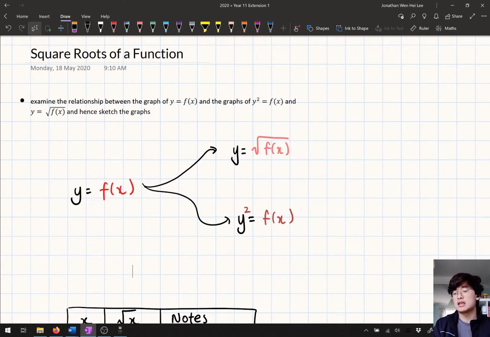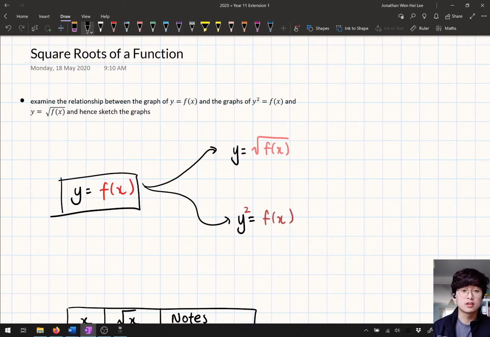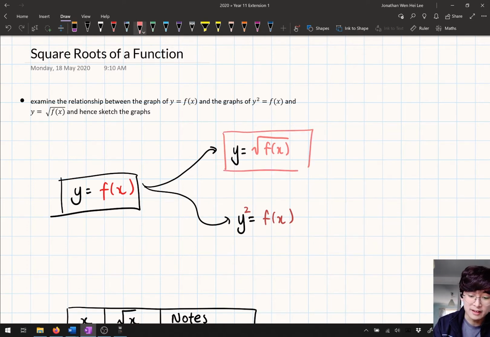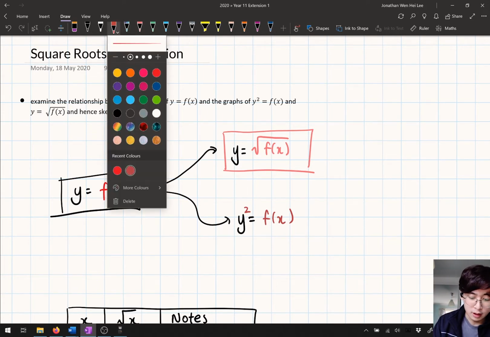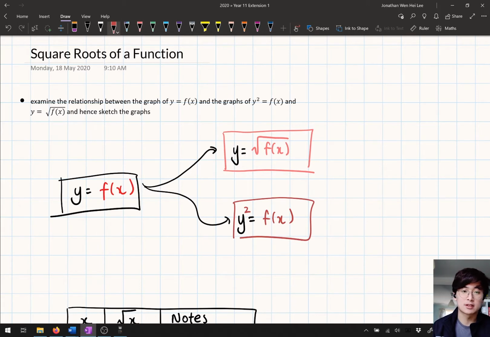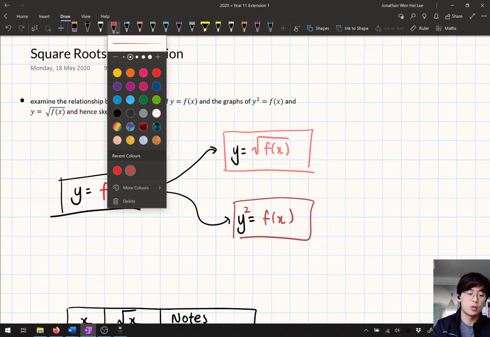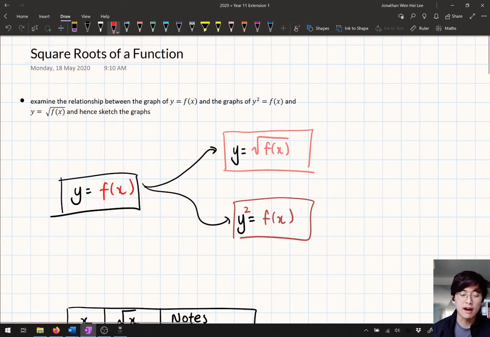So what we're doing here, as we did in the last video with reciprocal functions, is if we get given an original function y equals f(x), we want to be able to draw two different functions based on a few different transformations. The first one is y equals the square root of f(x). What happens to the graph when we take the square root of a function, and what particular features do we need to be aware of? The second one is y squared equals f(x). What happens when we graph this function when we square y? These are the two graphs we're going to be dealing with in this lesson.